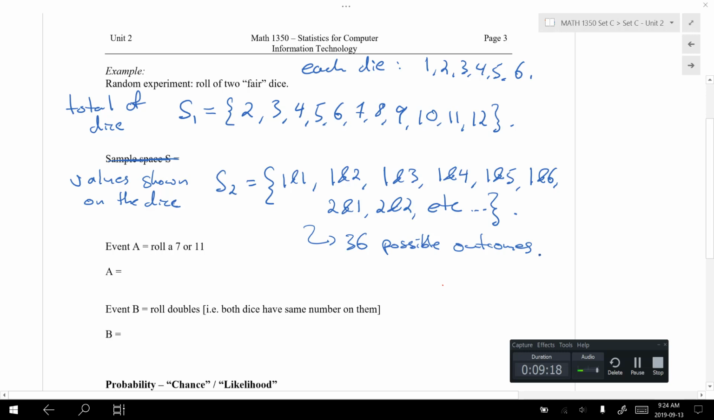That's probably too much to write out by hand. We can consider this event here, roll a 7 or an 11. We can represent that event in this way. This would be in terms of S1, of course.